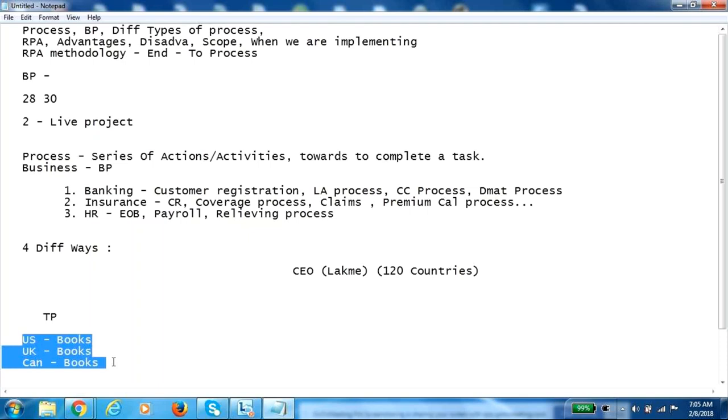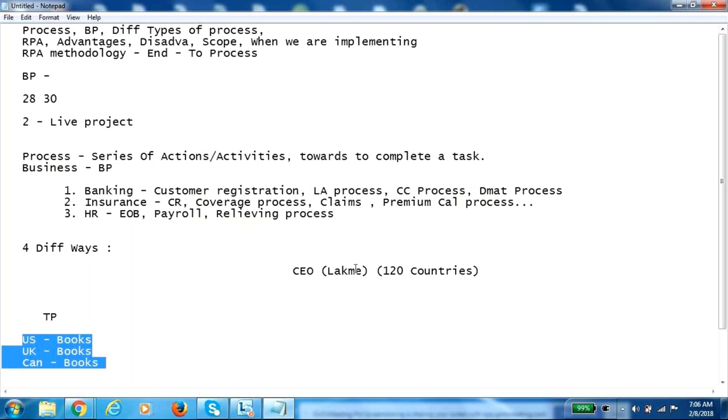This is the first business process which we implemented in industry. Completely manual. Every business we are doing manually, and every piece of information we are maintaining in the format of books. That is the traditional process. But the problem is not solved. The CEO didn't get the solution. What is the solution? I want to get the sales details from every country on a daily basis. That is not possible with the traditional process. Then how is it possible, Kishore?